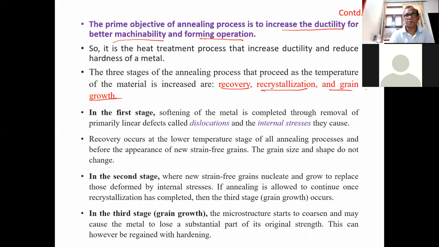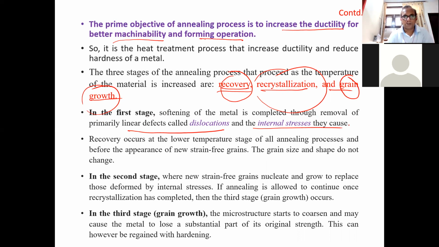What is the mechanism? This is the mechanism. Recovery means you are relieving the stresses. Recrystallization, the crystals are forming again, and the grain will grow. So these are the three stages. In the first stage, that is recovery, softening of the metal is completed through removal of primary linear defects. All the dislocations will be removed, and the internal stresses.